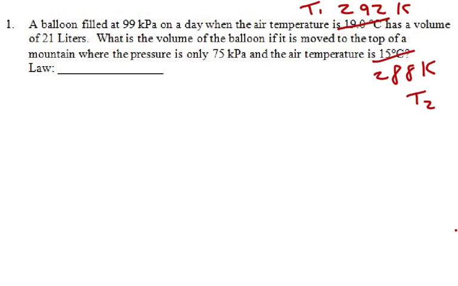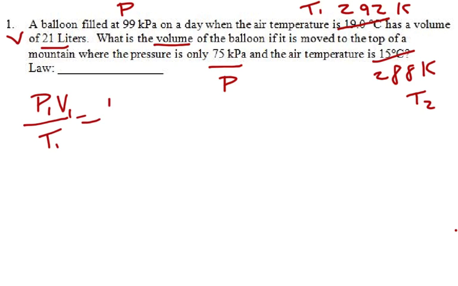What else do I have? 99 kilopascals, that's a pressure, and 21 liters, that's a volume, and 75 kilopascals, that's also a pressure. And my question is, what is the volume? So that's a new V. So I've got two P's, two T's, and two V's, so this must be a P1V1 over T1 equals P2V2 over T2 kind of problem.